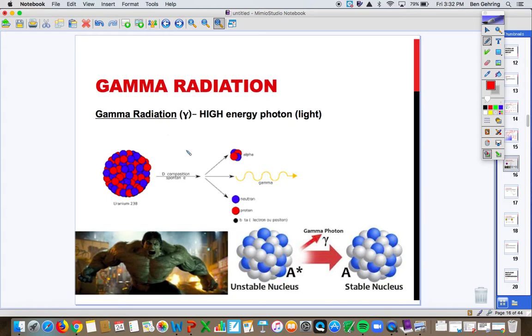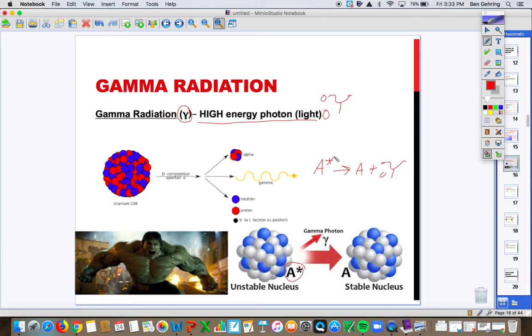Gamma radiation. Gamma decay is a high energy photon. Basically, gamma decay releases light. This is the symbol for gamma. It looks like a Y. This is how I draw my gamma symbols. But gamma has no mass and it doesn't change the atomic number. The way you'll see this a lot of times is something like this: A with an asterisk produces A plus gamma.